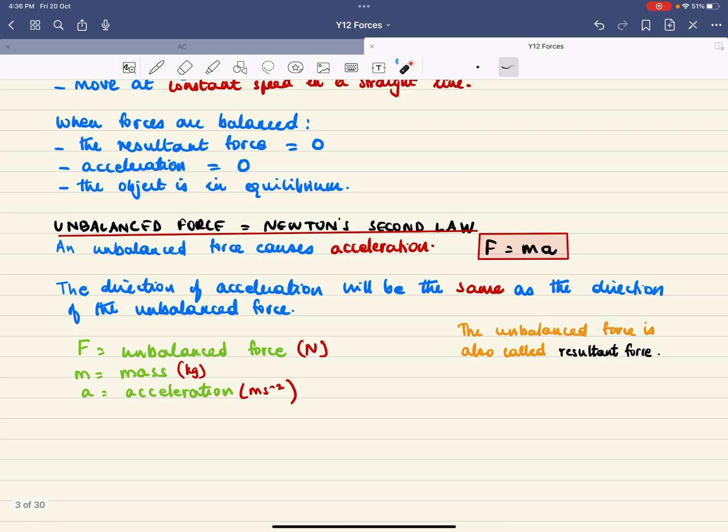On the other hand, if the forces are not balanced, we come to Newton's second law. An unbalanced force causes acceleration, and this net force, or the unbalanced force, is given by F equals ma, and the direction of the acceleration will be the same as the direction of the unbalanced force. The unbalanced force is also called the resultant force, and that is my lesson 1.